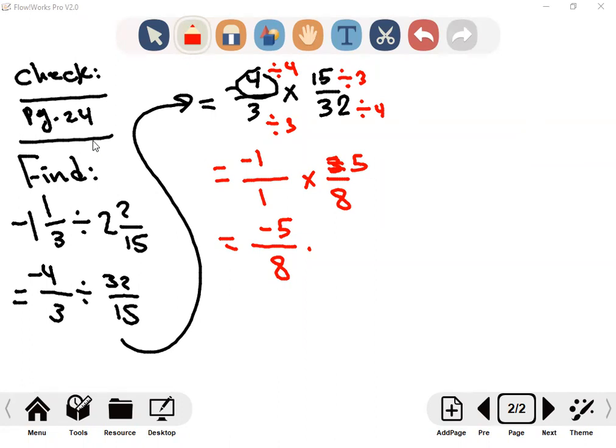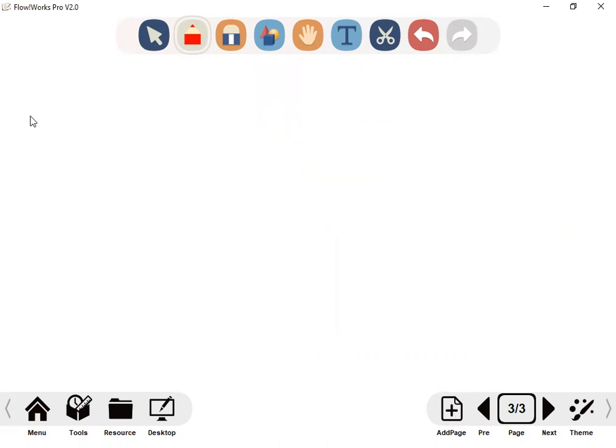So this is the check page 214, not 24, okay? Now let's go to example 3.